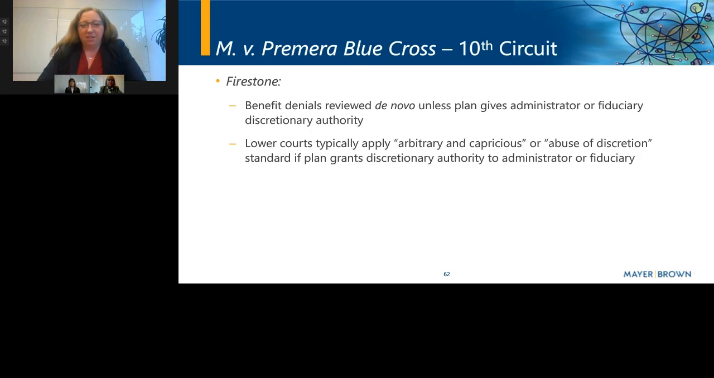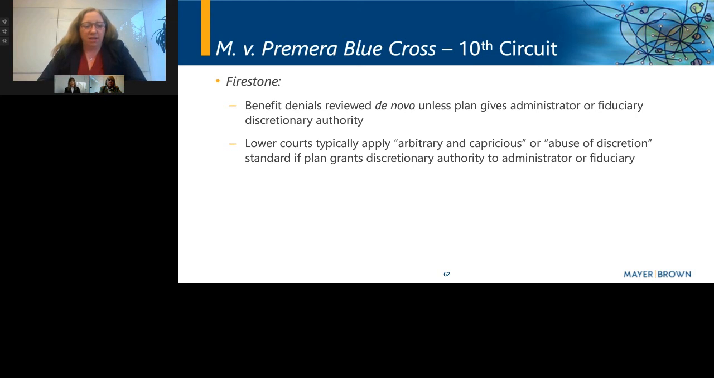Then I'll just briefly talk about this interesting 10th Circuit case, the Primera case. It's particularly important for our 10th Circuit friends in Colorado, Kansas, New Mexico, Oklahoma, Utah, and Wyoming. And the underlying facts of the case aren't particularly important, other than that you should know the plan participant's claim was denied as medically unnecessary.